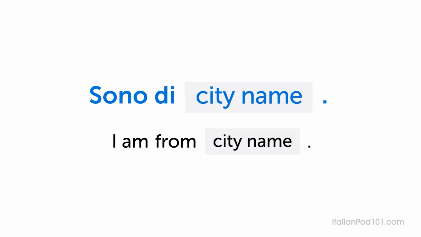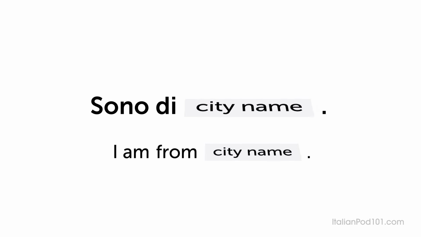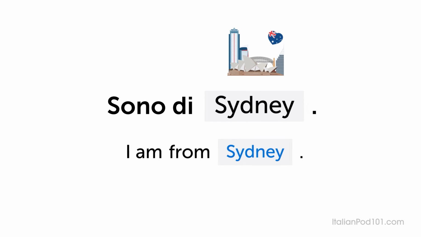The pattern is sono di city name. I am from city name. Note this pattern works only with the names of cities, villages, or towns. To use this pattern, simply replace the city name placeholder with the name of your hometown city. Imagine you're from Sydney. In Italian, Sydney. Say, I am from Sydney.